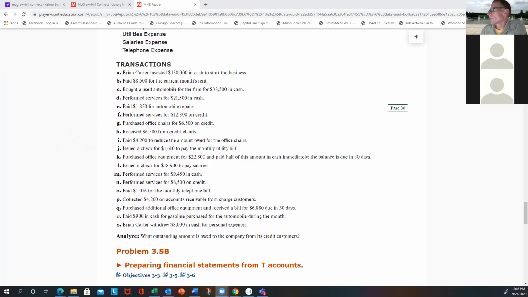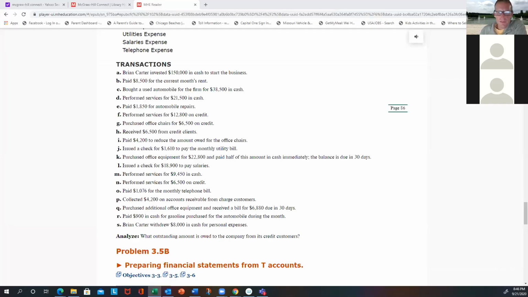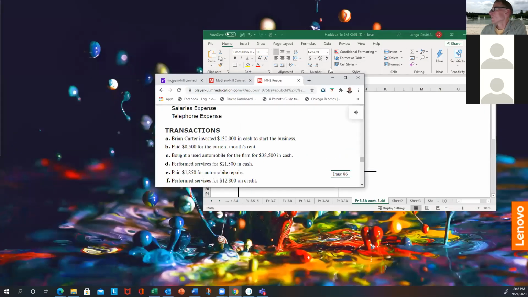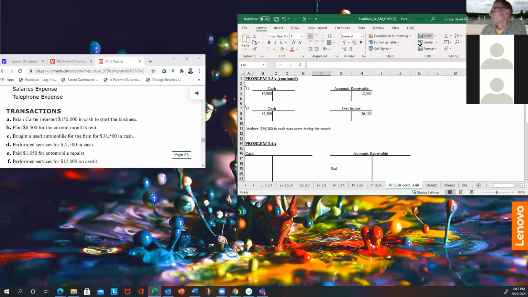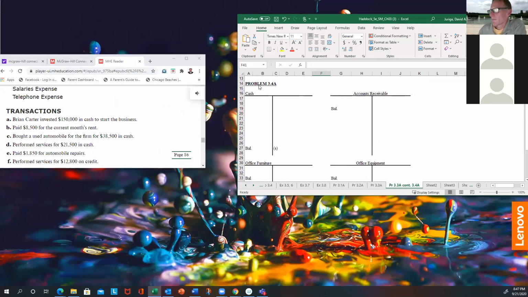What I'm going to do here in a minute is bring up my T accounts, and we will analyze these in a T account format. So let me minimize this. And even though it says 3.4A, it's the same problem.